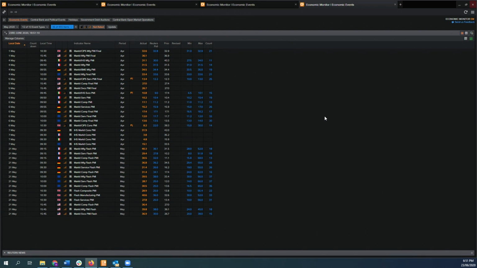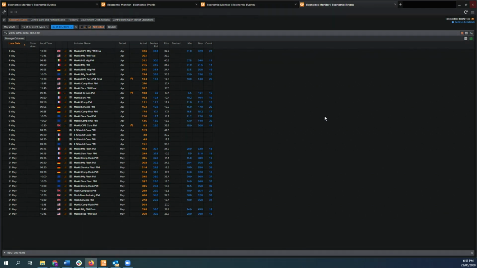Even though the data doesn't have revisions like some other economic data points, it is split into two reports, namely the flash reading as well as the final reading. The flash reading, as we said, is released in the current month for the current month, and that normally consists of about 85% of the total survey respondents. That is then followed within 10 to 14 days by the final reading, which encompasses all the surveys collected.